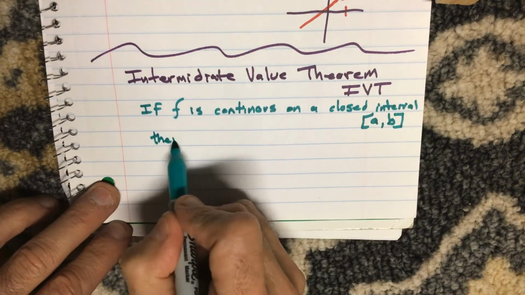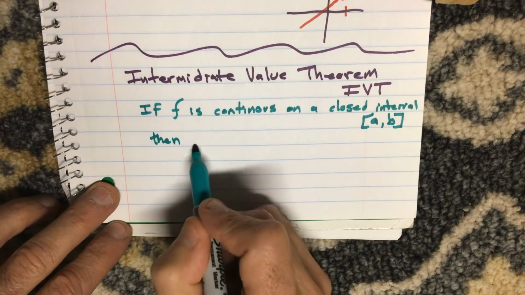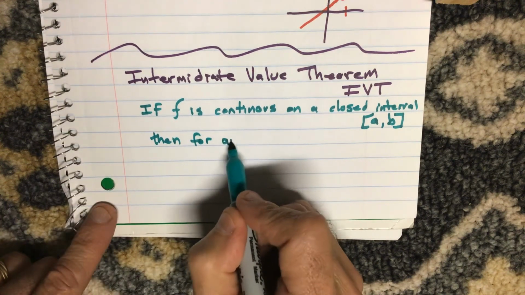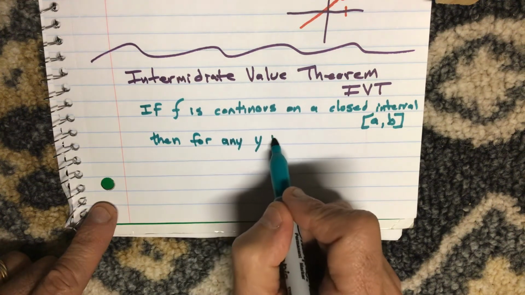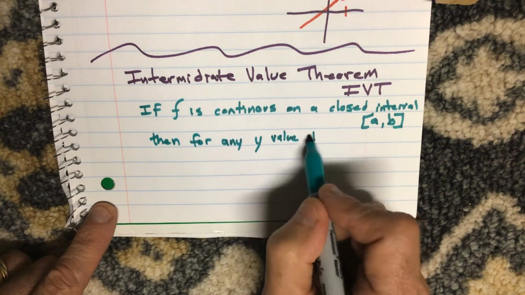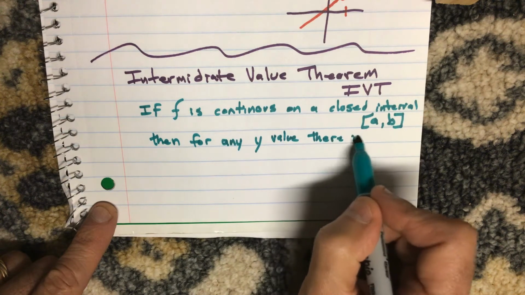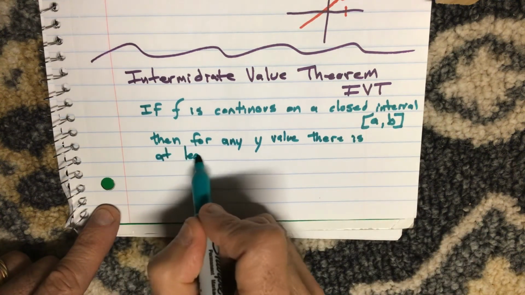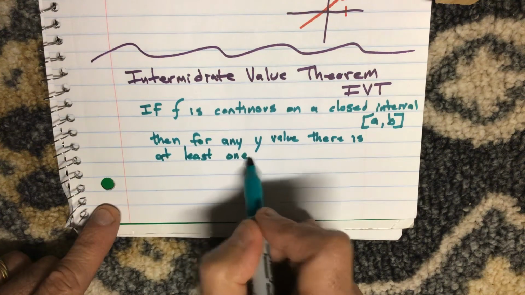then, this is sort of an informal definition, for any y value, there is at least one x value.